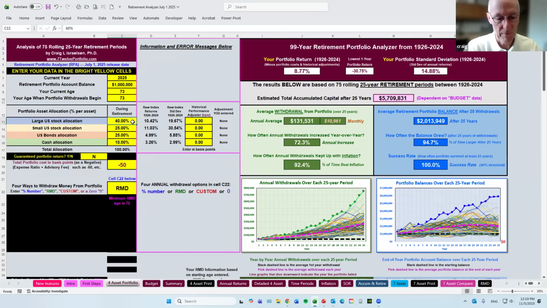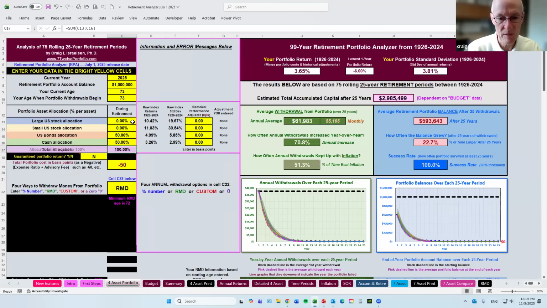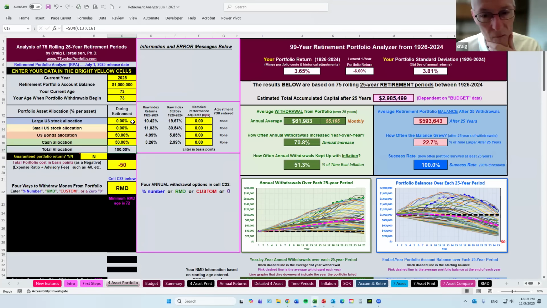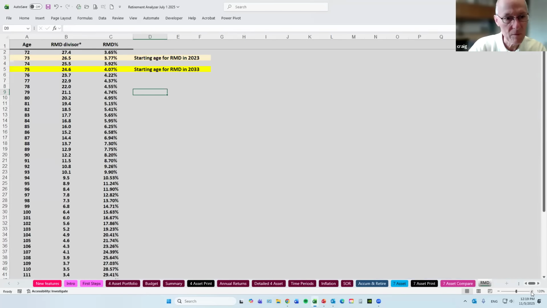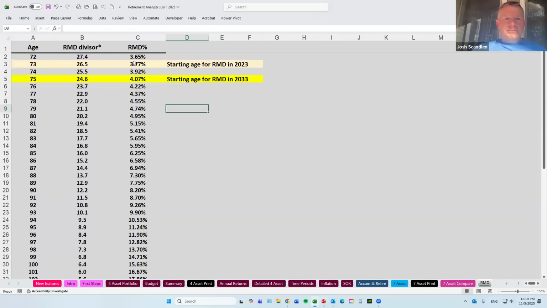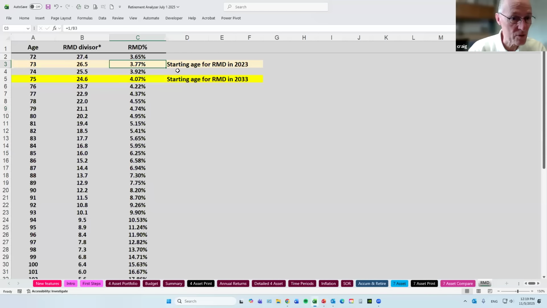So let's do this. Let's assume a person is super conservative. They have 50% bonds and 50% cash. And the money is being pulled out based on the RMD schedule. The RMD schedule, if you click right over here on this tab, it shows you the RMD percentages. And at 73, it's 3.77%. So you have to withdraw 3.77%.